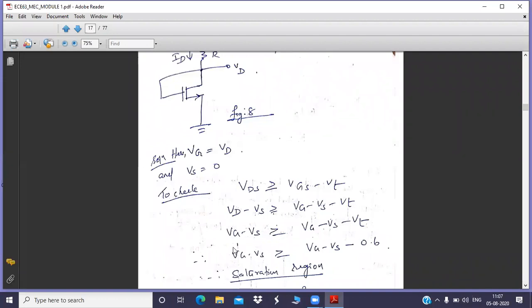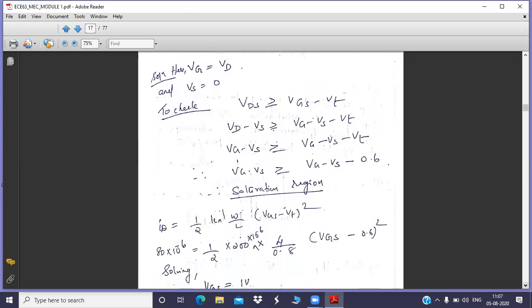Now simply by comparing the left side and right side, it is understood that this is higher, isn't it? This is bigger. Why? Because here you are subtracting 0.6. If you subtract 0.6 from the right side, the right hand side is going to be very small and the left hand side is going to be very large. So definitely the condition is satisfied. So now we can confirm that our region of operation is saturation.